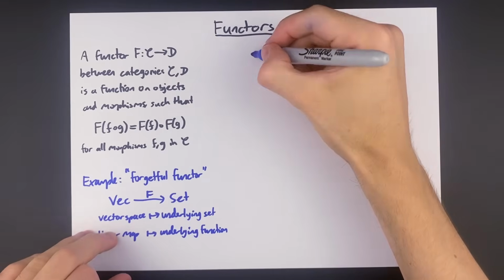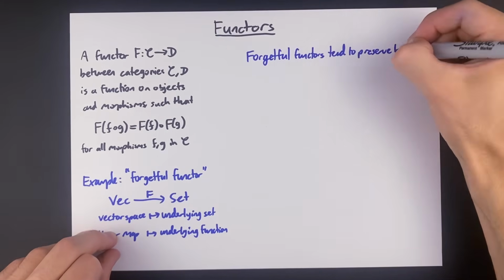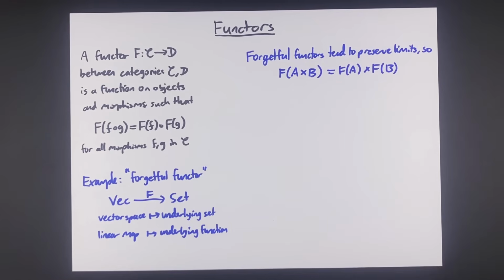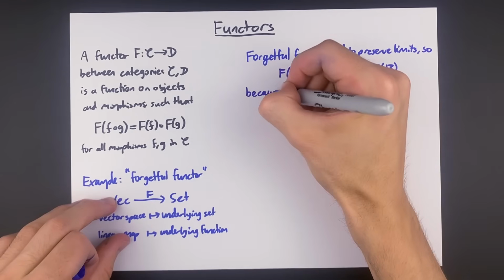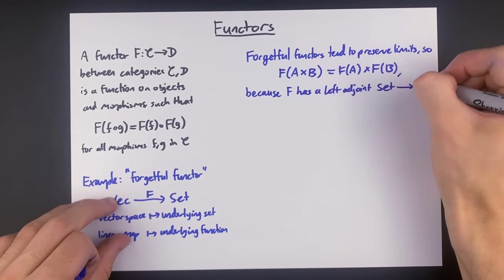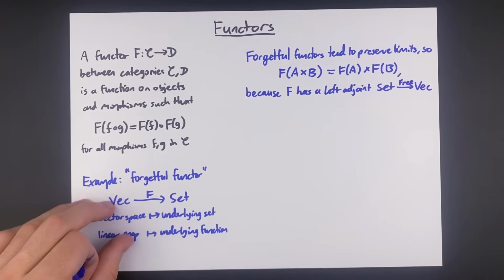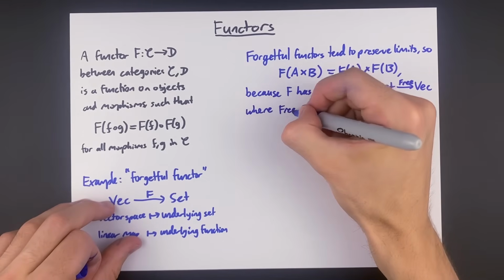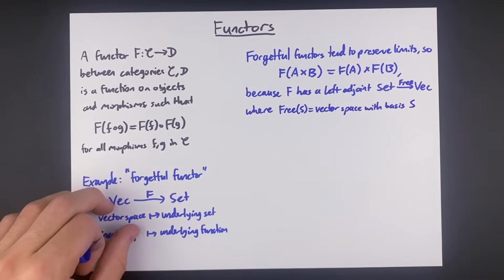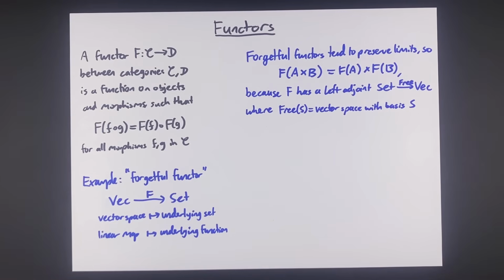It turns out that forgetful functors like the one from vec to set tend to preserve limits, so this functor sends products in vec to products in set. This is related to the fact that they have something called a left adjoint, which is a functor going in the opposite direction which satisfies certain useful properties. This left adjoint is almost always some kind of free construction. For example, the left adjoint to the forgetful functor on vec is the functor that takes a set and builds a vector space with the given set as a basis.